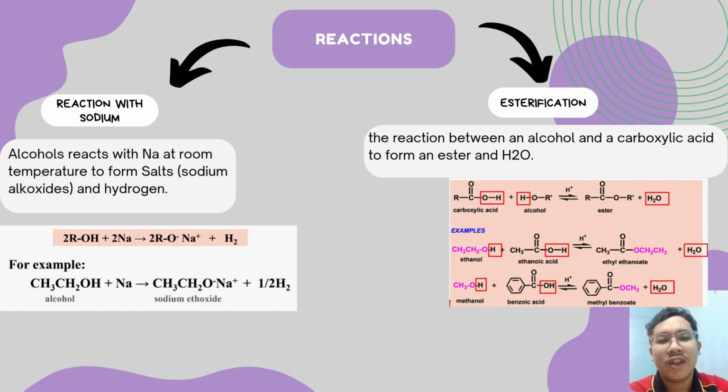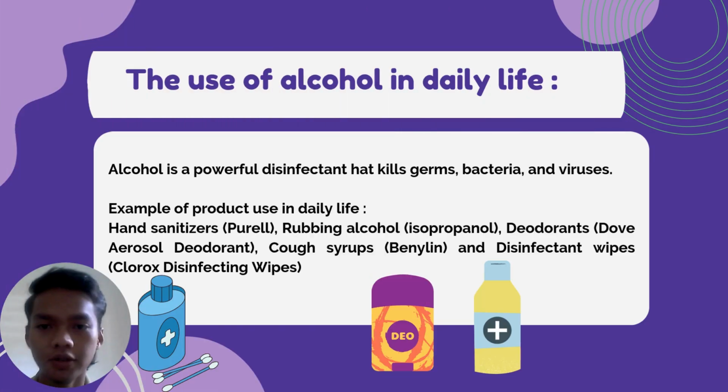If the alcohol reacts with sodium at room temperature, it will form a salt, or another name is sodium alkoxide and hydrogen. Meanwhile, if the alcohol reacts with carboxylic acid, it will form an ester and H2O. The use of alcohol in daily life.